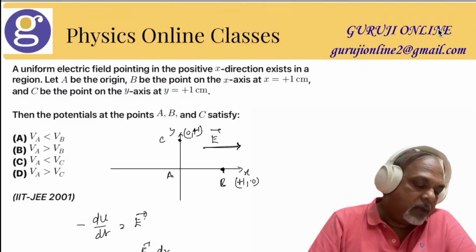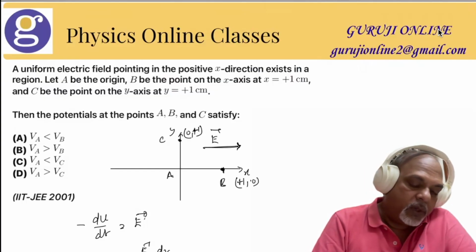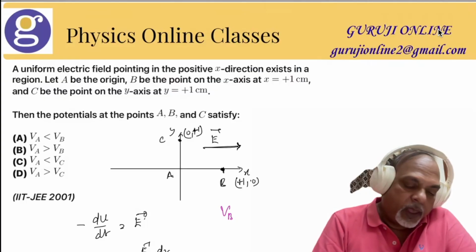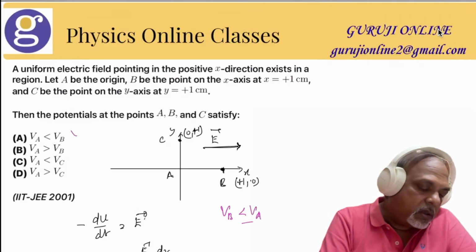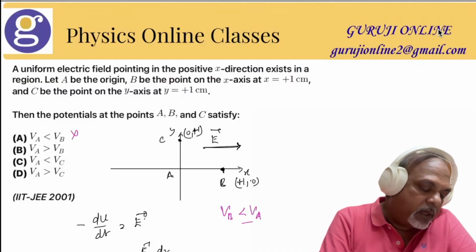V_A is less than V_B? No, because in the direction of the electric field, potential is decreasing. That means V_B will be less than V_A. So this option is not correct. V_A is greater than V_B? Of course, it will be there.